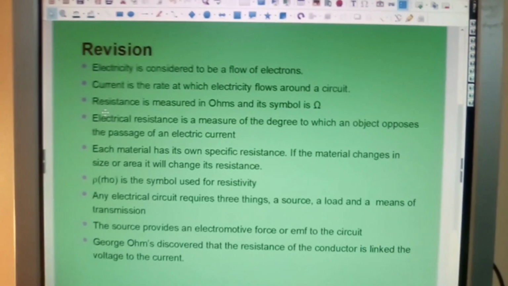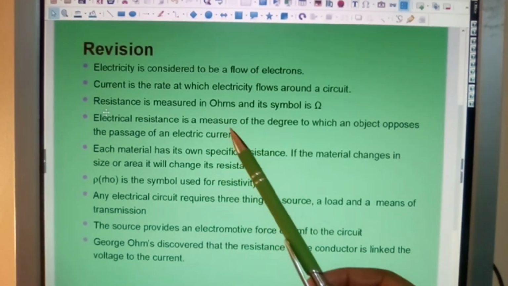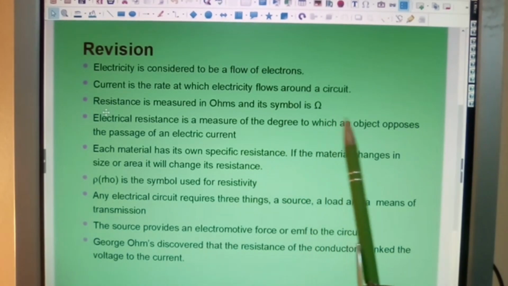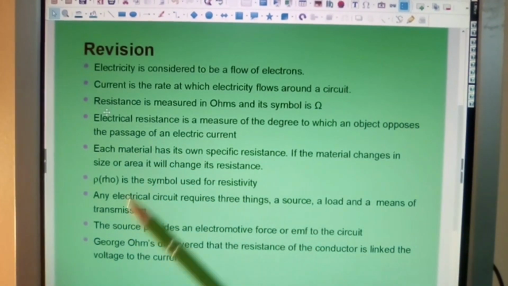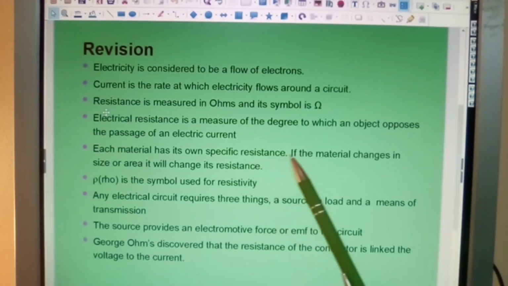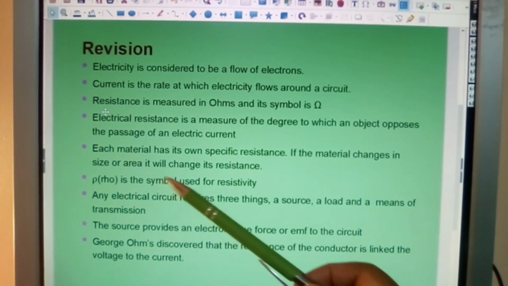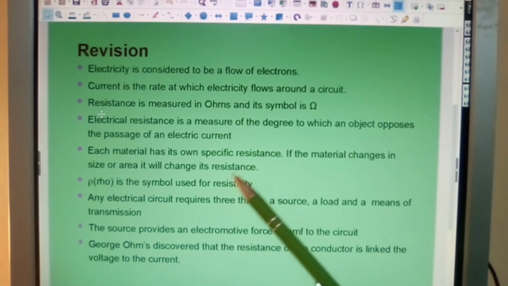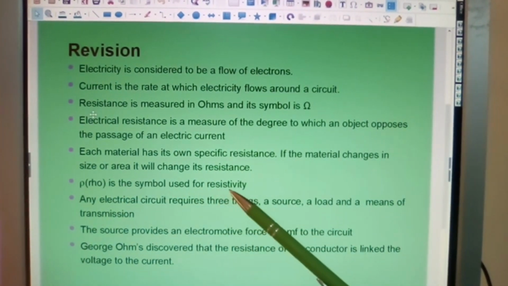Electrical resistance is a measure of the degree to which an object opposes the passage of an electric current. Each material has its own specific resistance. If the material changes in size or area, it will change its resistance. Rho is the symbol used for resistivity.